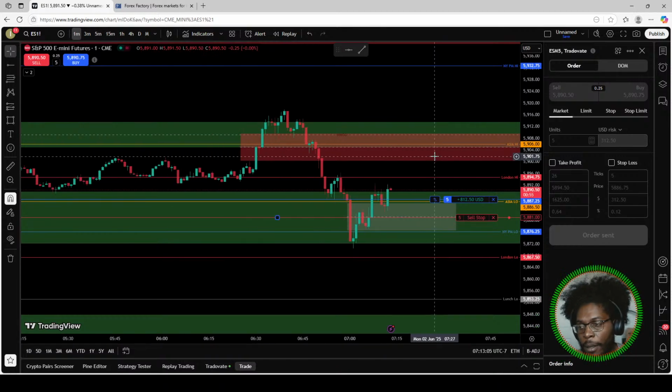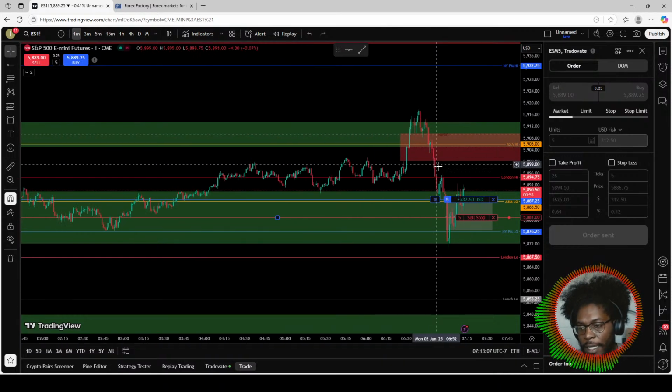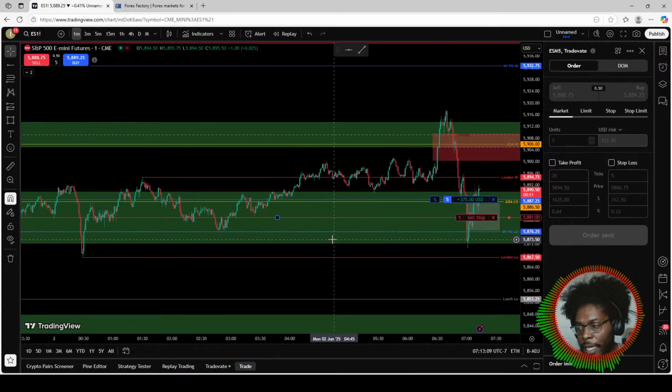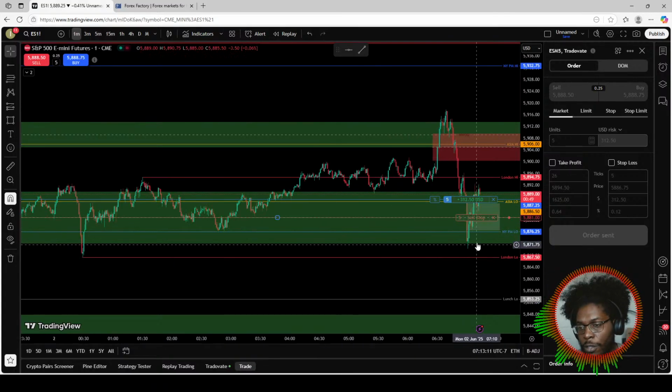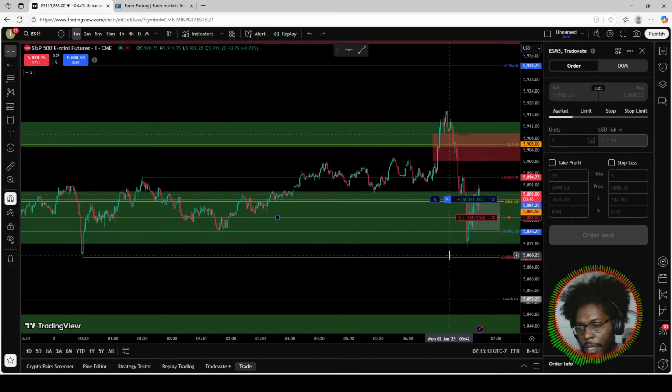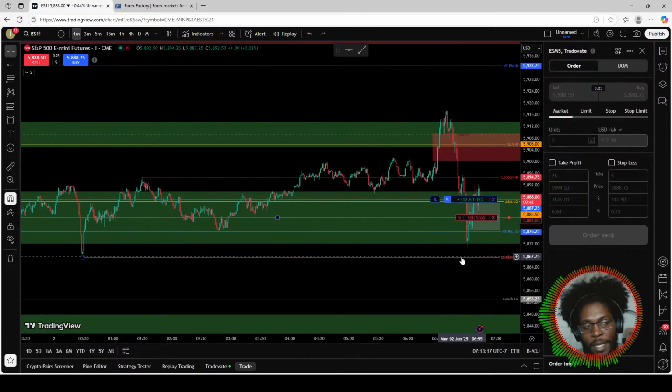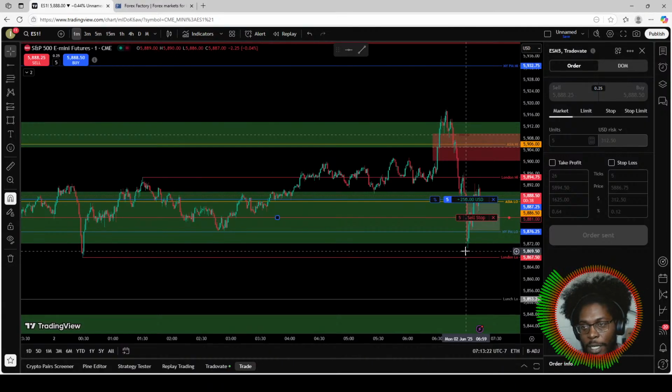But one thing that I'm looking at is that even though we did all of this pullback, we didn't take out any major liquidity lows like the London low. That's still intact. So I'm thinking we might possibly have energy to push up and take that liquidity that's on the top side before going any lower.